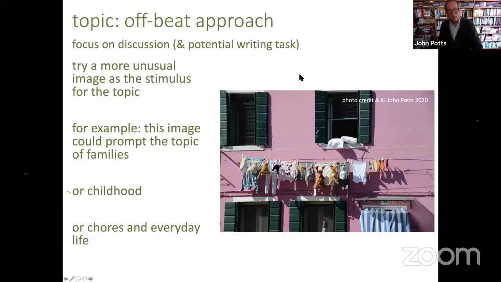So I like the idea of using different pictures, different kinds of pictures, not always predictable ones that learners may not have expected.